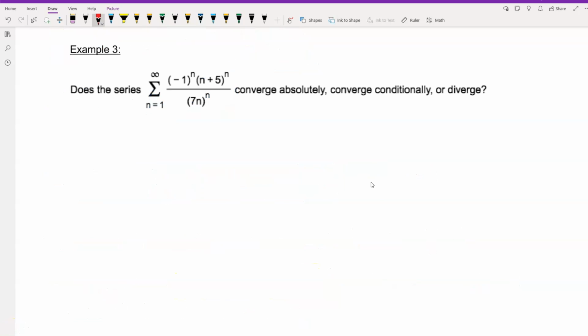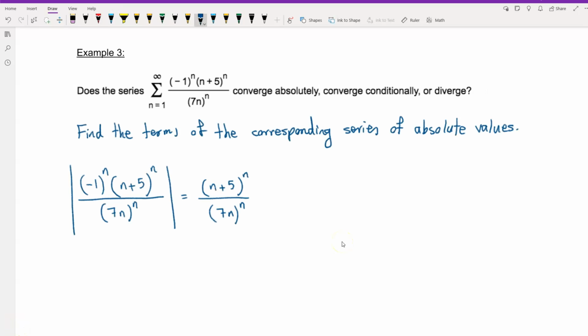Does the series converge absolutely, converge conditionally, or diverge? So here we have the sum of (-1)^n times (n+5)^n divided by 7 times n^n, n from 1 to infinity. Find the terms of the corresponding series of absolute values. The absolute value of (-1)^n times (n+5)^n divided by 7 times n^n is equal to positive (n+5)^n divided by 7 times n^n.